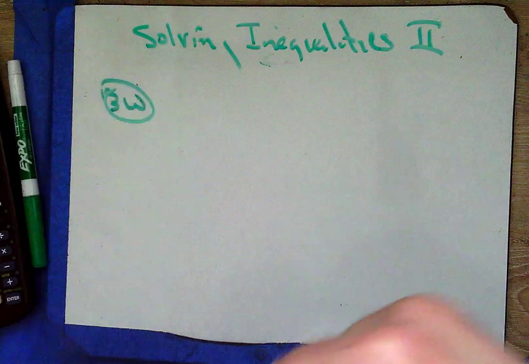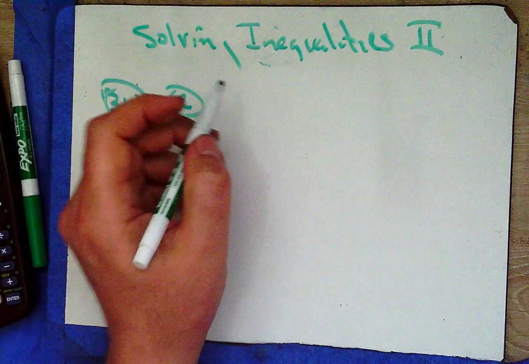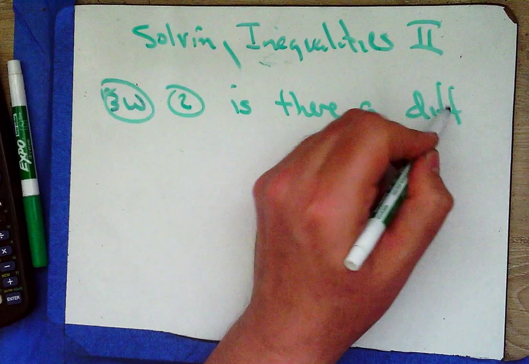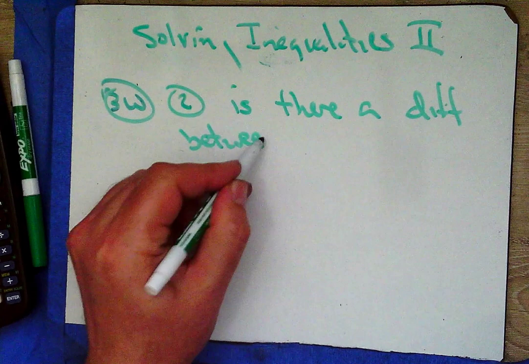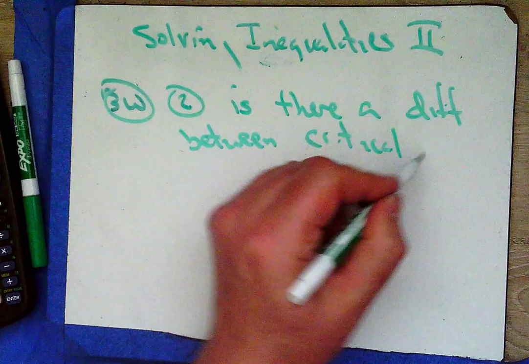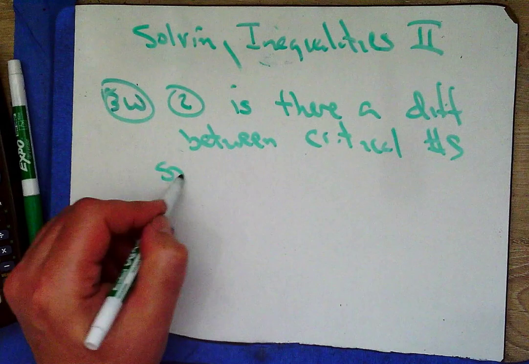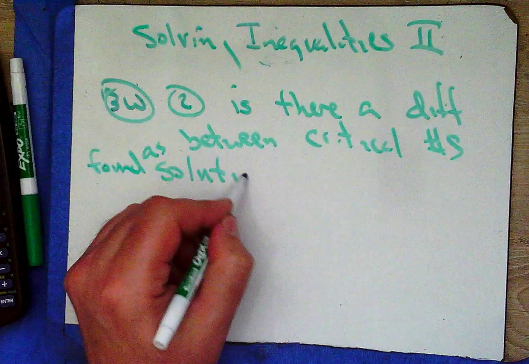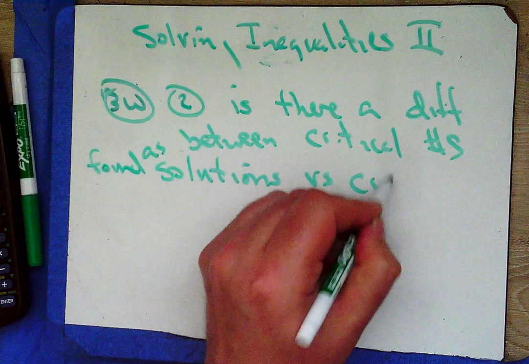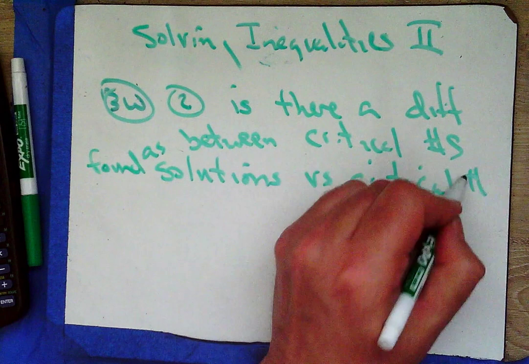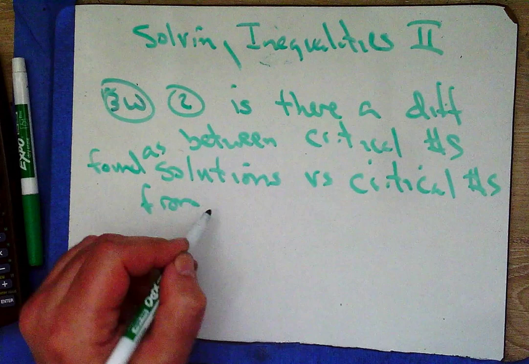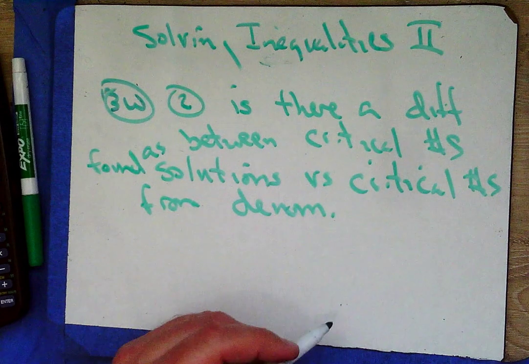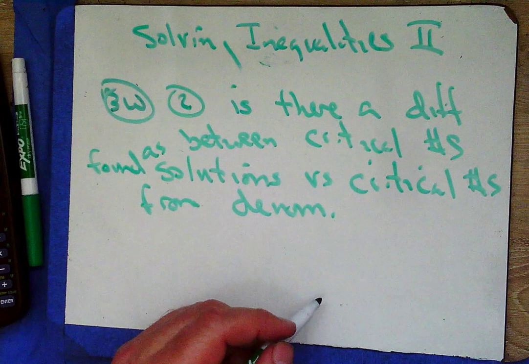The next question I want to ask is, is there a difference between critical numbers found as solutions versus critical numbers from denominators? And the answer to that is sometimes. Sometimes there is a difference.